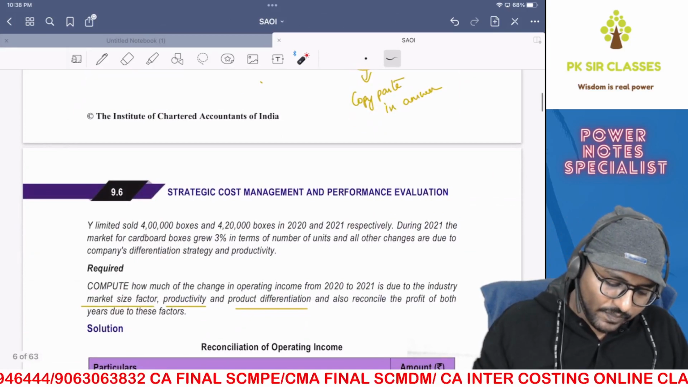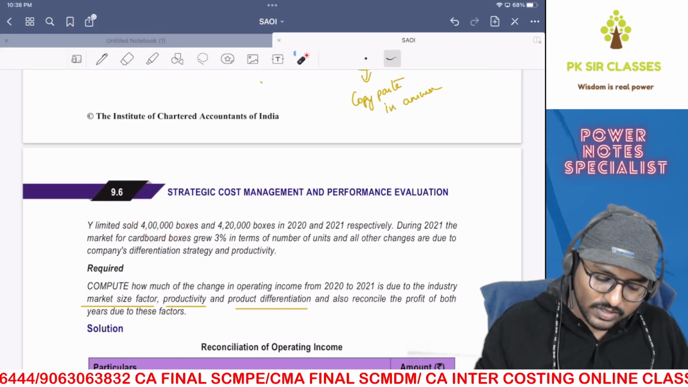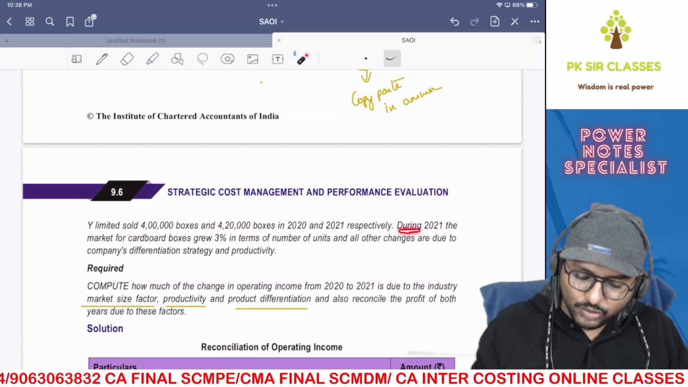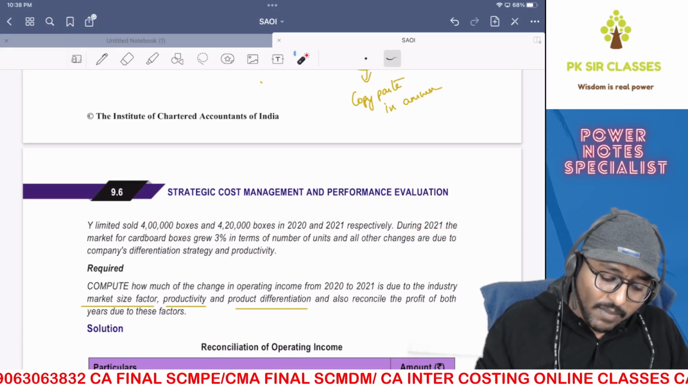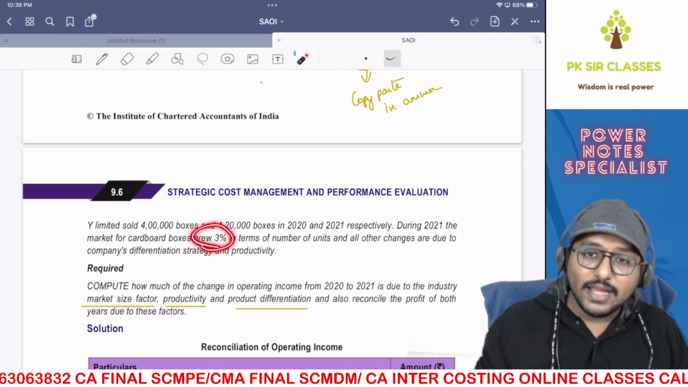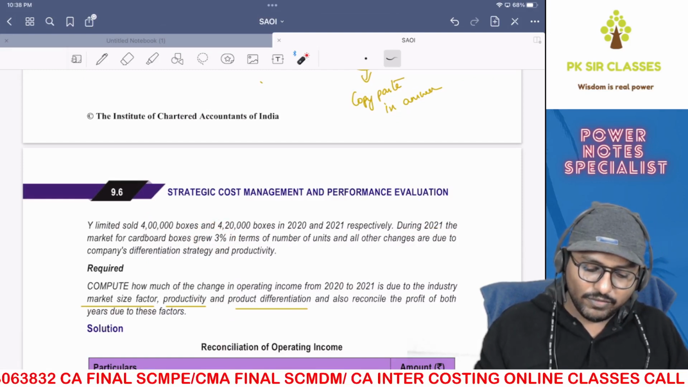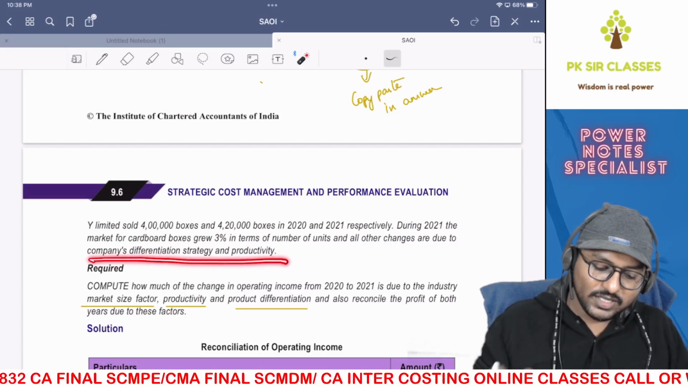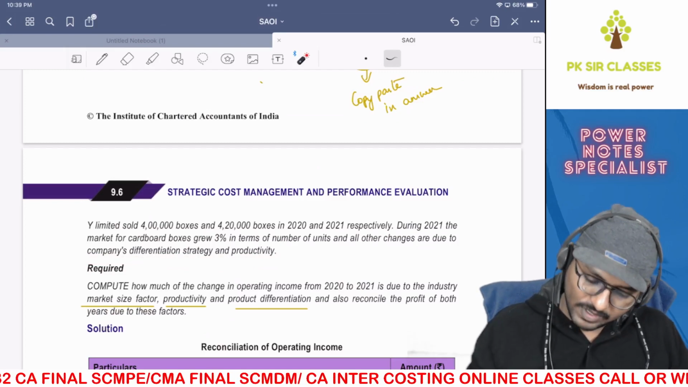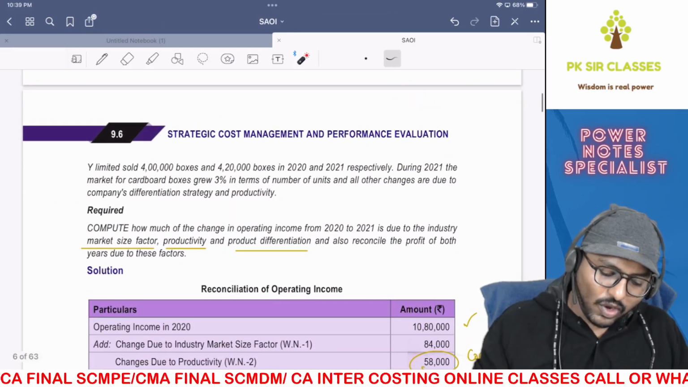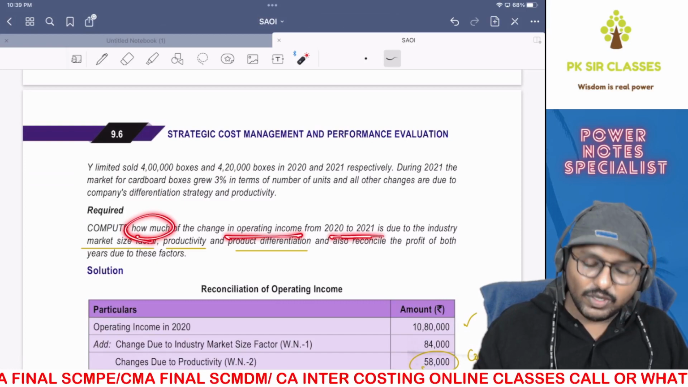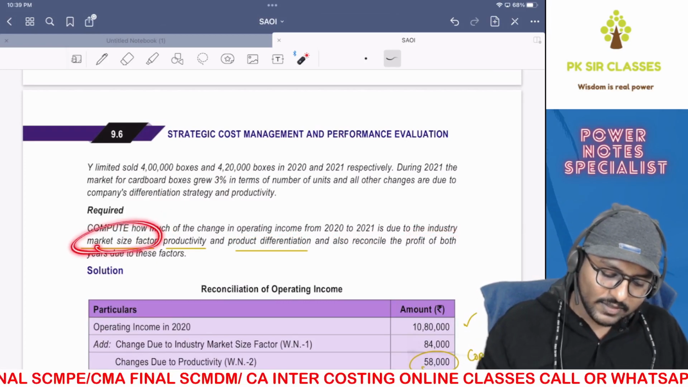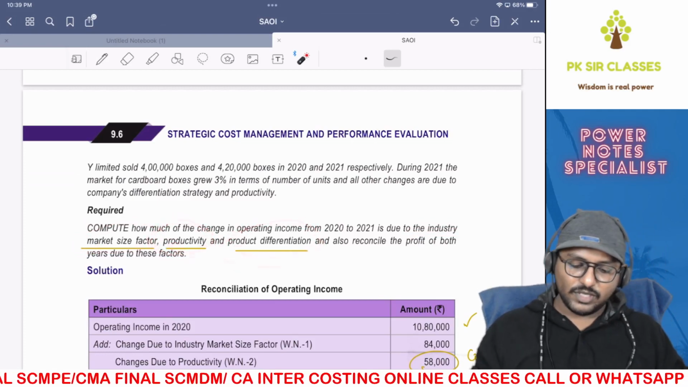He's again asking you that Y Limited has sold 4 lakh boxes and 4,20,000 boxes in 2020 and 2021. During 2021, the market for cardboard boxes grew 3% in terms of number of units, and all other changes are due to the company's differentiation strategy and productivity. Fine. What is he asking you? Compute how much of the change in operating income from 2020 to 2021 is due to industry market size, productivity, and product differentiation.